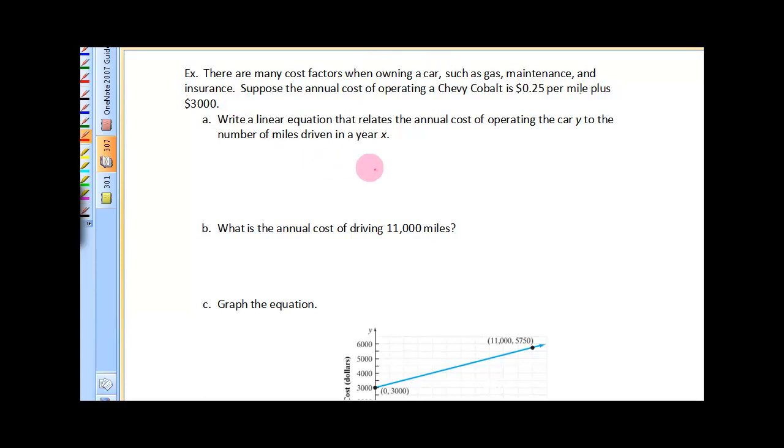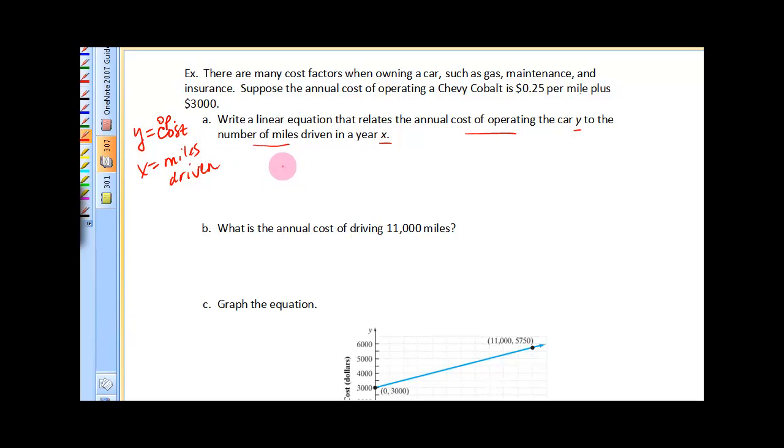The first question tells me to write an equation that relates the cost, which would be y, to the number of miles driven, which is x. Okay? So the cost is y. I'm going to write this over here. Y is the cost, the operating cost, and x are miles driven. Okay, and that's important for us.